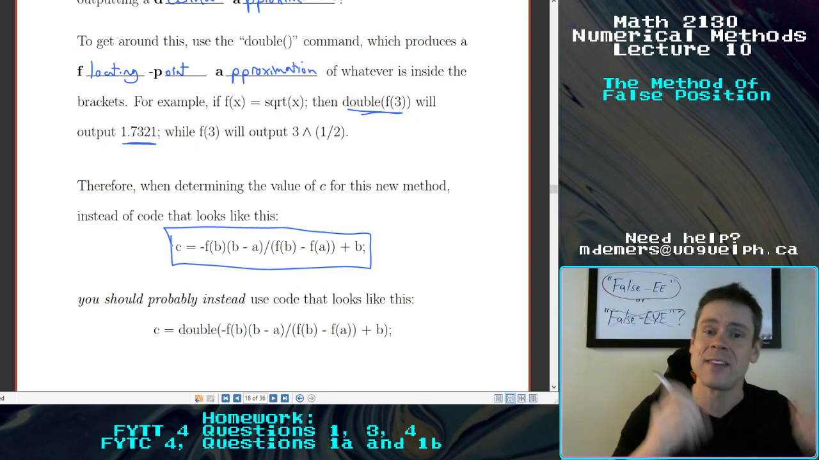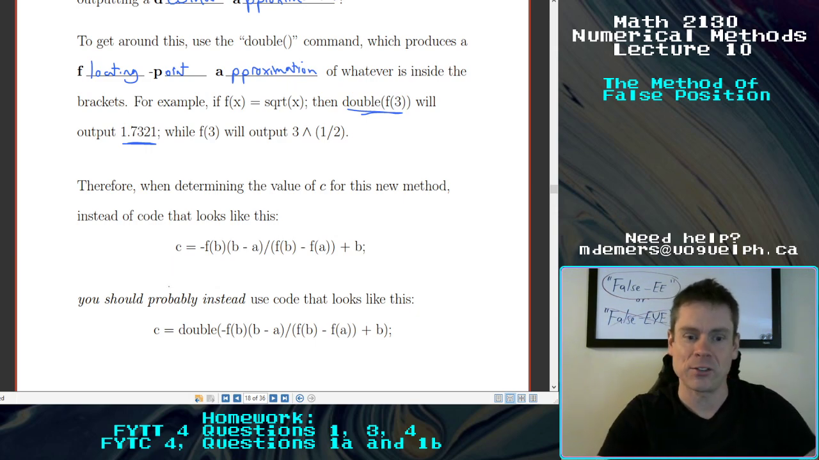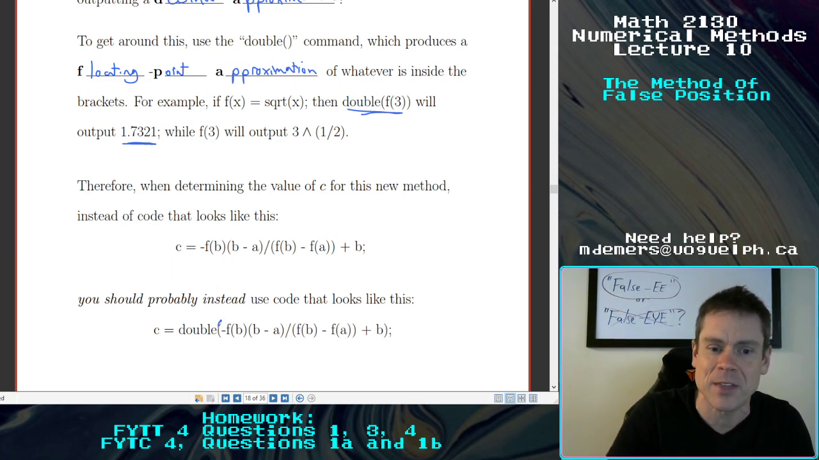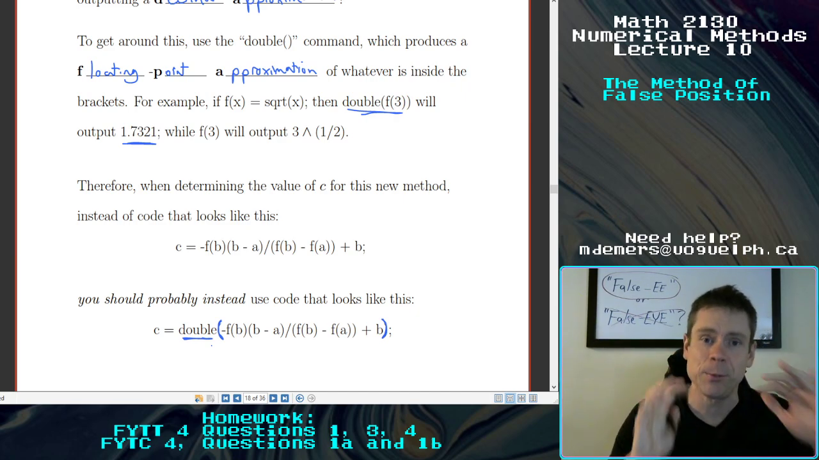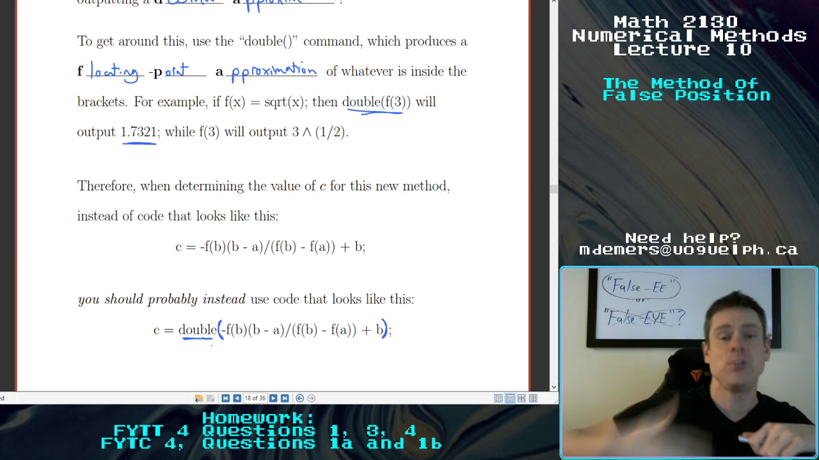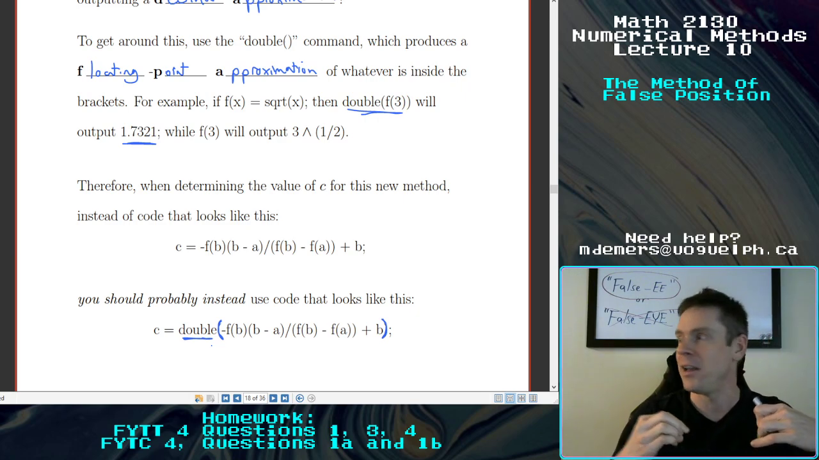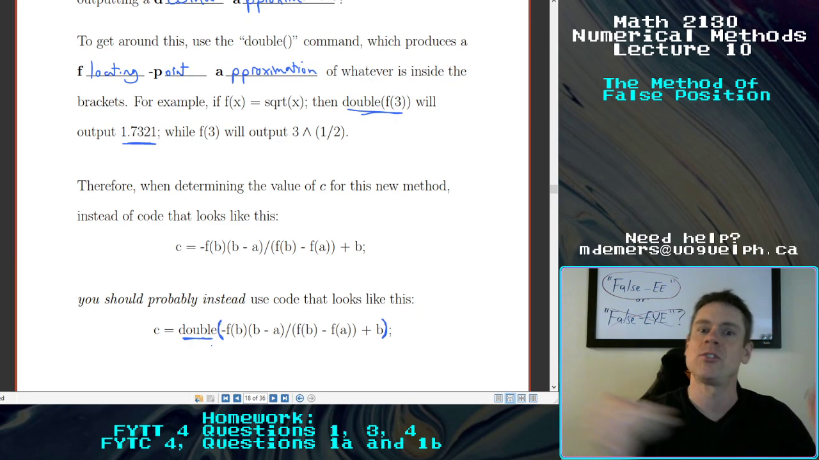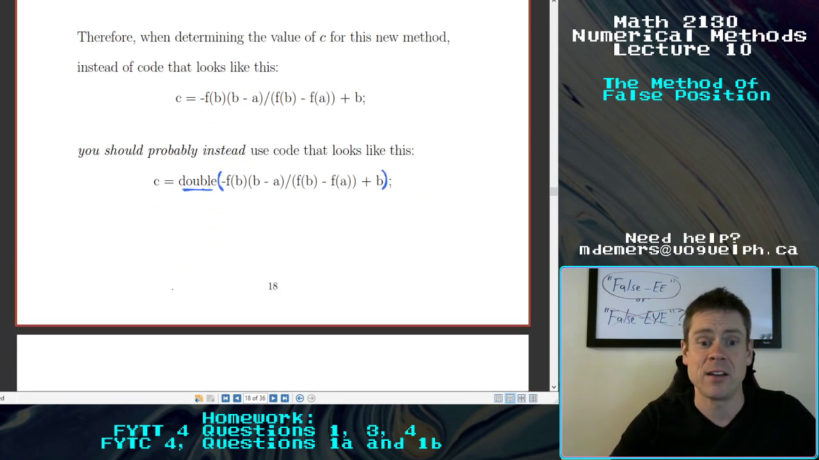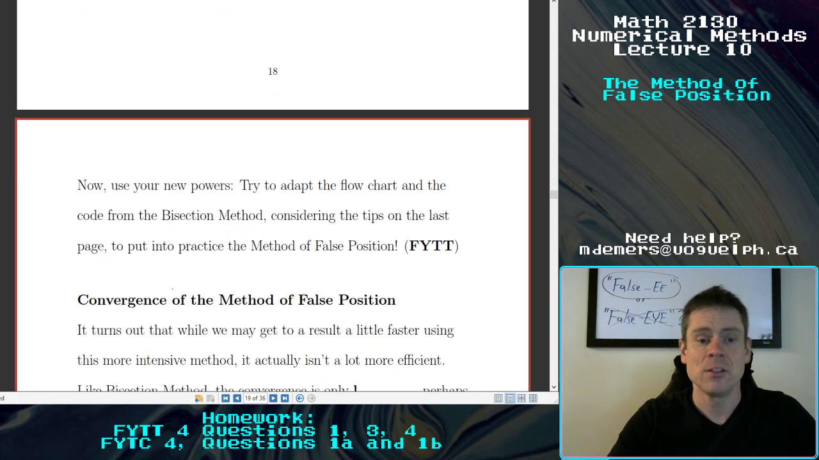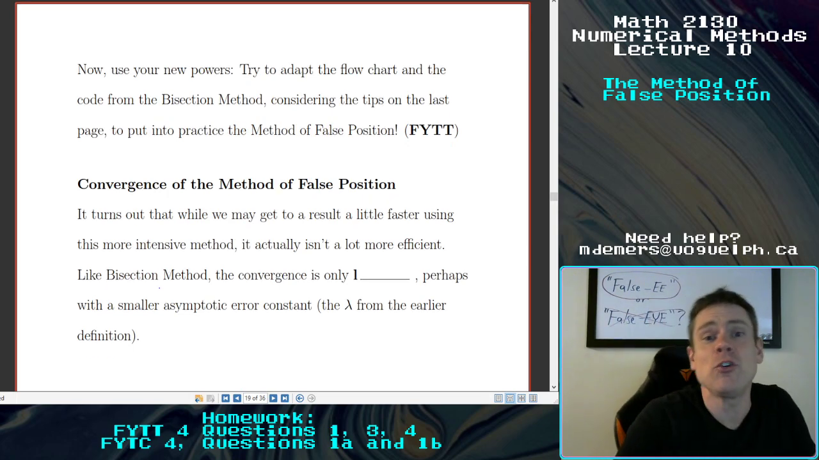You should probably instead use code that looks like this. Simply take the very same thing and throw it inside a double command. C equals double of that. Keep that in mind as you go forward. That's going to be really, really helpful to make sure that you continue to have an efficient program that doesn't come to a slow or a stop because it's trying to keep all of this detail in mind as it processes. Okay, so I want you to use your new powers here.